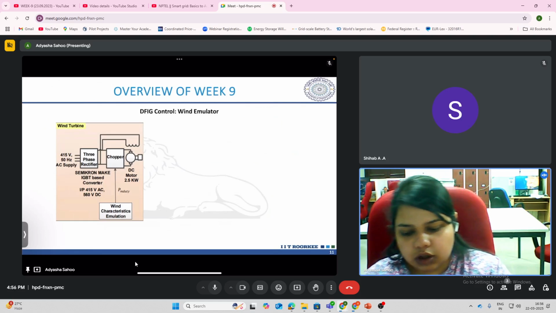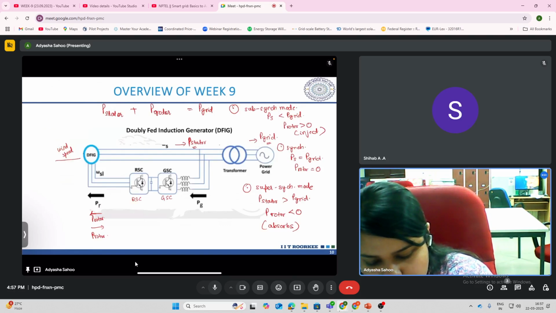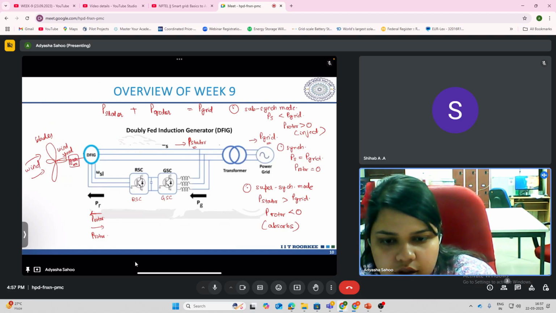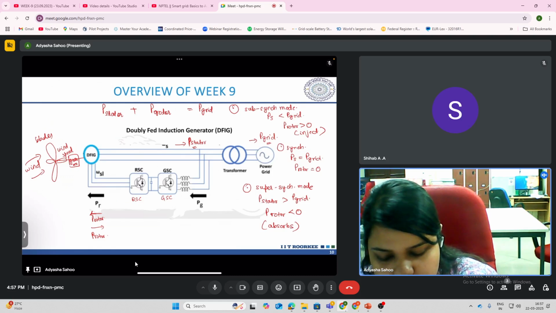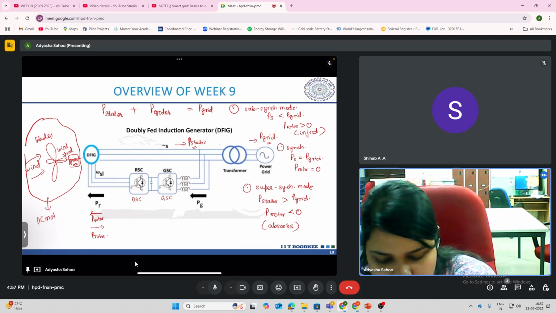So what happens is basically how the DFIG will work. You have the blades of the turbine here, the wind turbine, and wind will flow through this blade and then through the gearbox. It will drive the induction generator. To emulate this part in the lab, we use a DC motor to drive the induction generator.